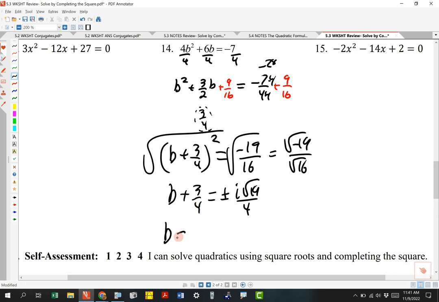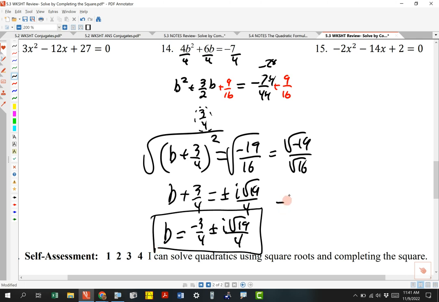Move this to the other side and look what we've got. We've got negative 3/4 plus or minus i radical 19 over 4. What's the cool part that I'm talking about? They already have a common denominator. So if you want to leave it like that, you can. There's no problem with that. If you want to write it as negative 3 plus or minus i radical 19 all over 4, you can write it that way. And if you really wanted to get crazy and show off, you could do this.